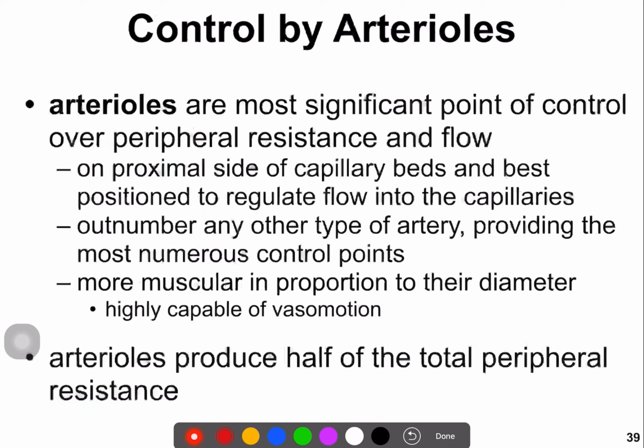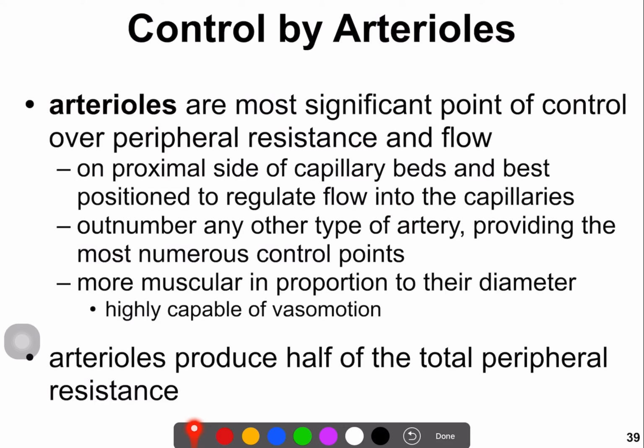Now, we should take a few minutes and talk about arterioles because they have the largest role in terms of control over peripheral resistance. In past lectures, we've talked about how their middle layer, their tunica media, has a lot of smooth muscle. They can do a fair bit of vasodilation. They're also on the proximal side of the capillary beds, and this puts them in the best position to regulate flow into the capillaries.